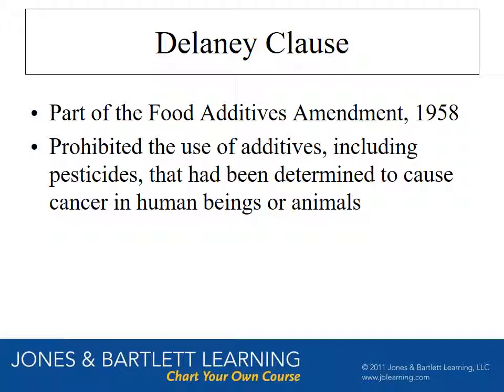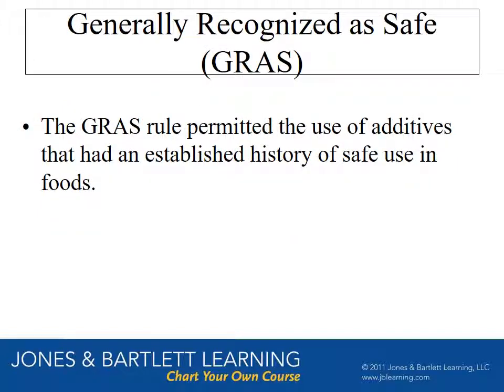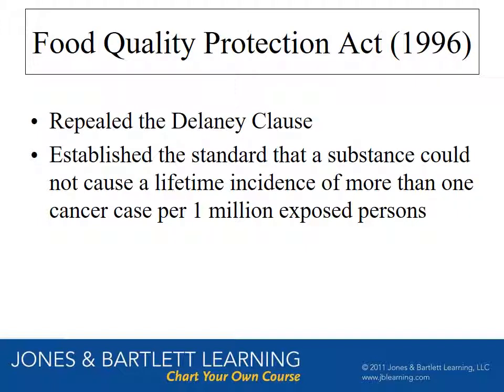Most of these have been focused on reducing the use of additives that can be harmful, especially in terms of causing cancer in humans or animals. And additives that are generally recognized as safe are allowed. One of the major acts that targeted the reduction of pesticides was the Food Quality Protection Act, and it established a standard that a substance could not cause a lifetime incidence of more than one case of cancer per million people exposed. So a food product could not have a level of that chemical above that, if they were to make some assumptions about how many times that person ate the food, for how long they lived, etc.